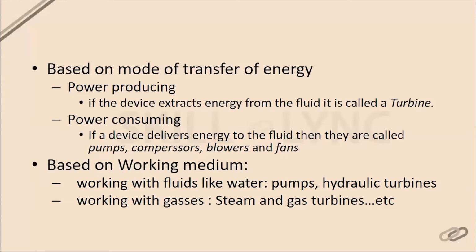Based on the working medium, or working fluids, for fluids like water you use pumps. A simple household example of a pump: you have water at the ground level and want to pump it to the top of the building, so you use a pump to pull the water onto the tank at the top of the building. Then we have hydraulic turbines, and working with gases: steam turbines and gas turbines basically use gases only. In a steam turbine you use steam, and with gas turbines you can use normal gas like air, as well as hydrogen or methane.